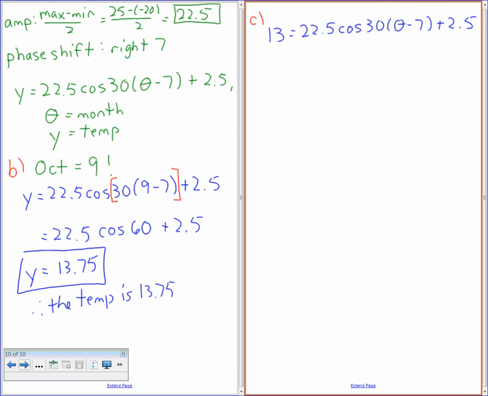This is connected to your cosine, because it's an angle. So all these things you have to do first before you do your cosine of it. All right, let's solve this quickly here. So that's going to be 10.5.